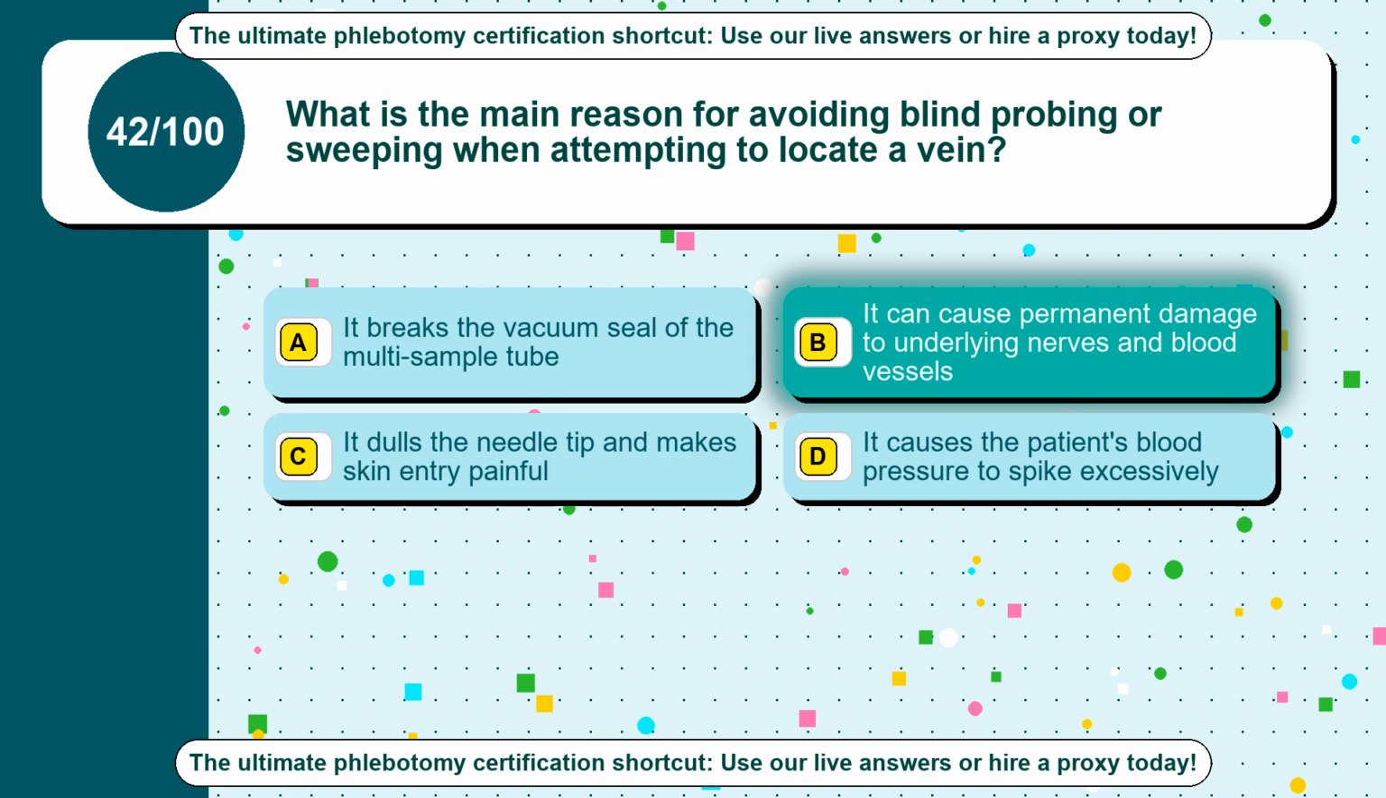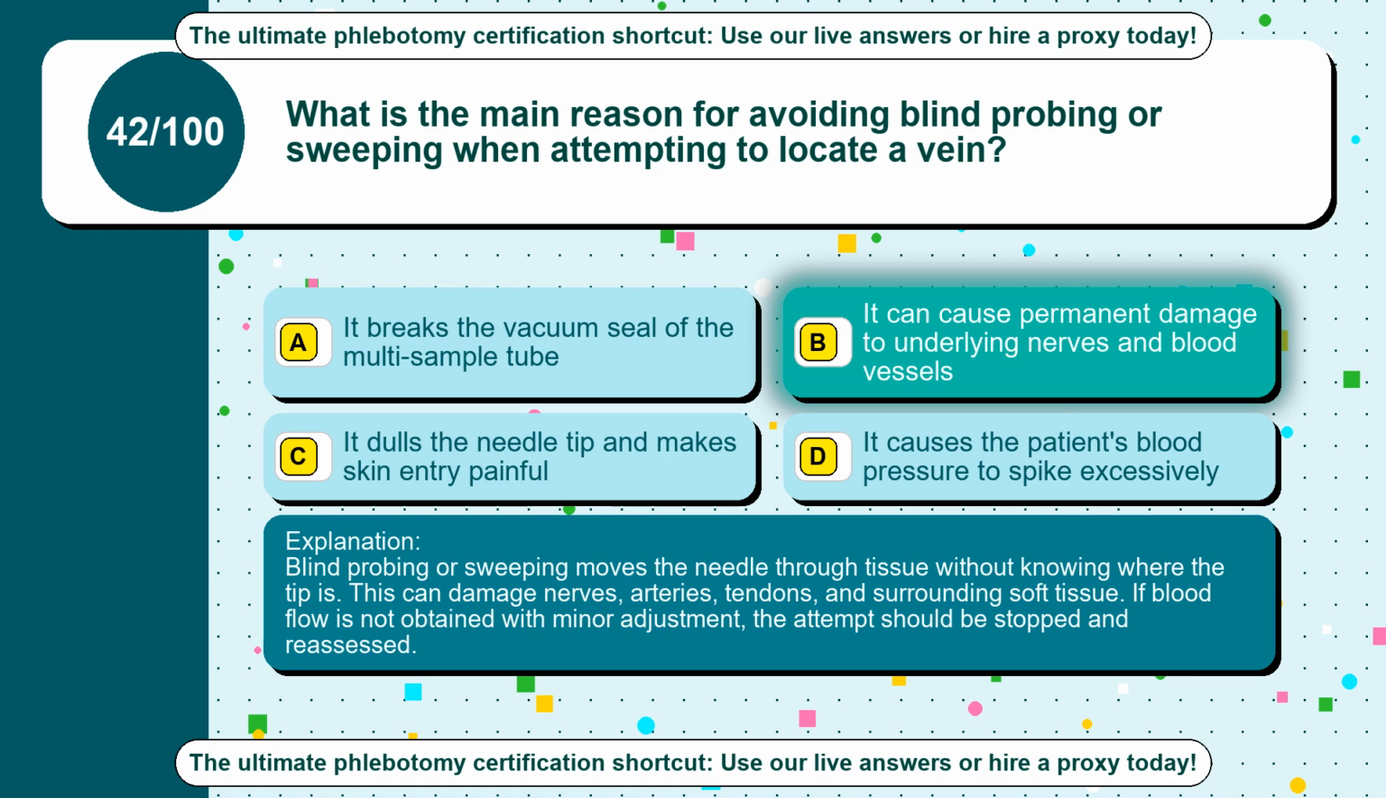It can cause permanent damage to underlying nerves and blood vessels. Blind probing or sweeping moves the needle through tissue without knowing where the tip is. This can damage nerves, arteries, tendons, and surrounding soft tissue. If blood flow is not obtained with minor adjustment, the attempt should be stopped and reassessed.